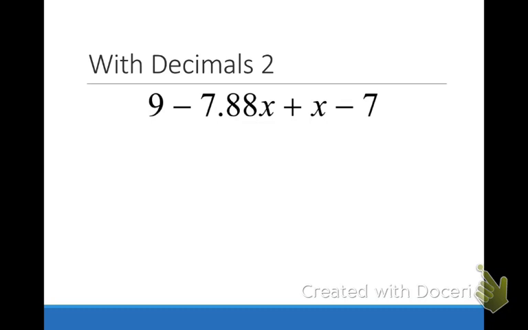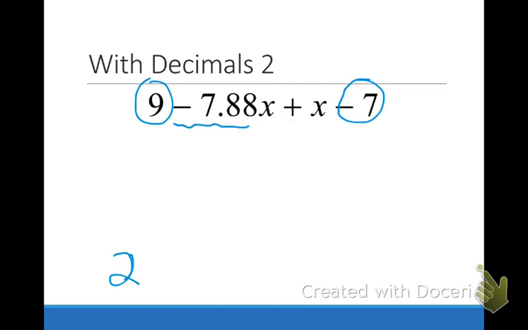All right, welcome back. As I look here, I see a constant of 9 and a constant of -7. So right off the bat, I am thinking 9 minus 7, and that gives me 2. So that's the first piece of my combining like terms.